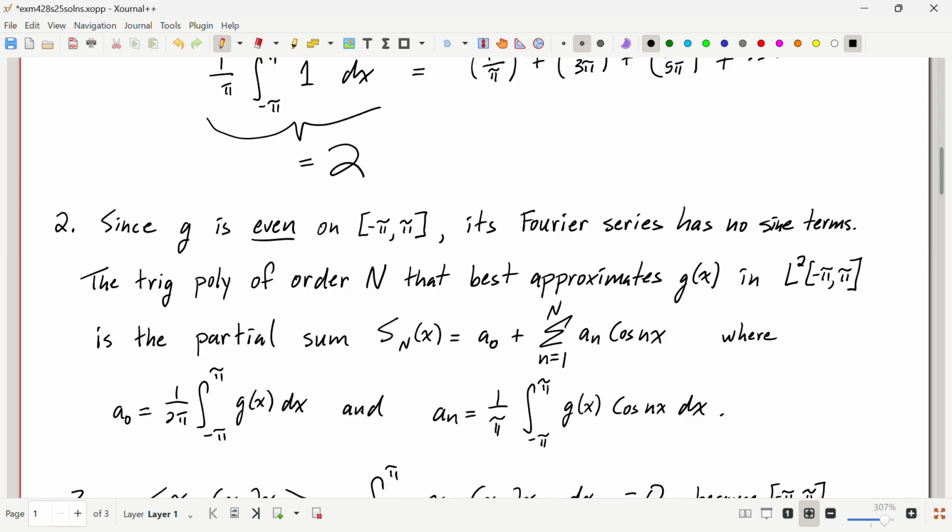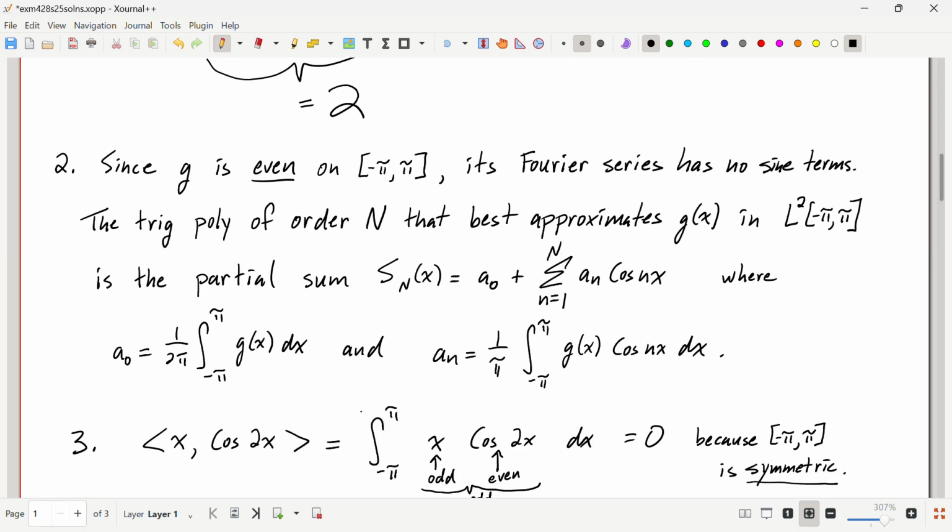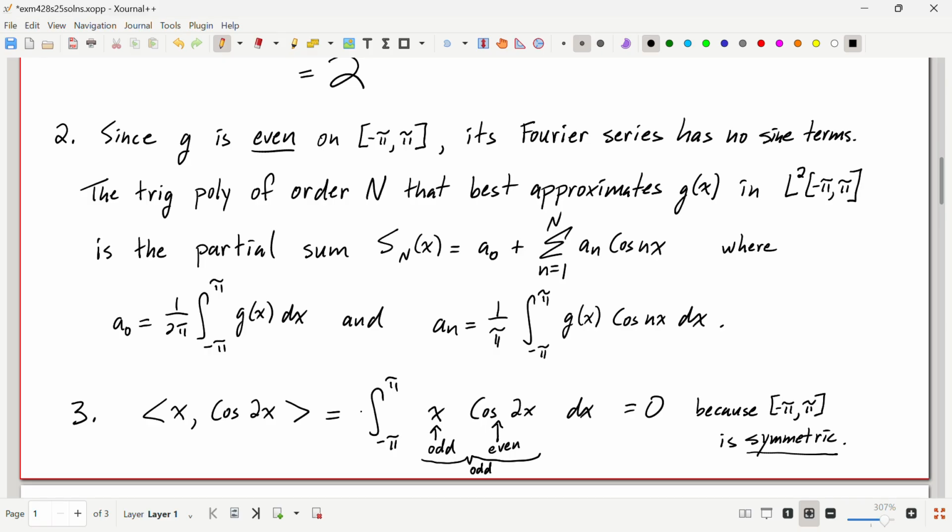Number 2 was to see if you knew this fact that when you're talking about trig polynomials of order n, the best approximation to a function in L2 is the one that comes from the Fourier series. So if the function is even, a Fourier series of order n, if you write it out, wouldn't have any sine terms. Because remember, you need to say here that the sine coefficients are all 0 when a function is even.